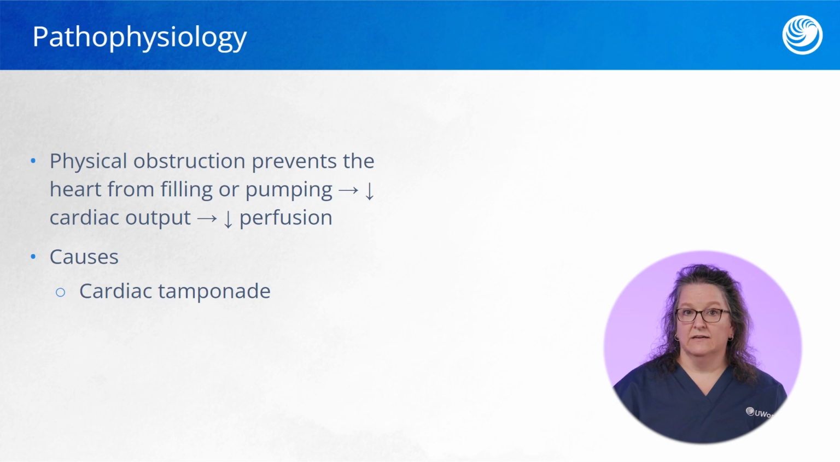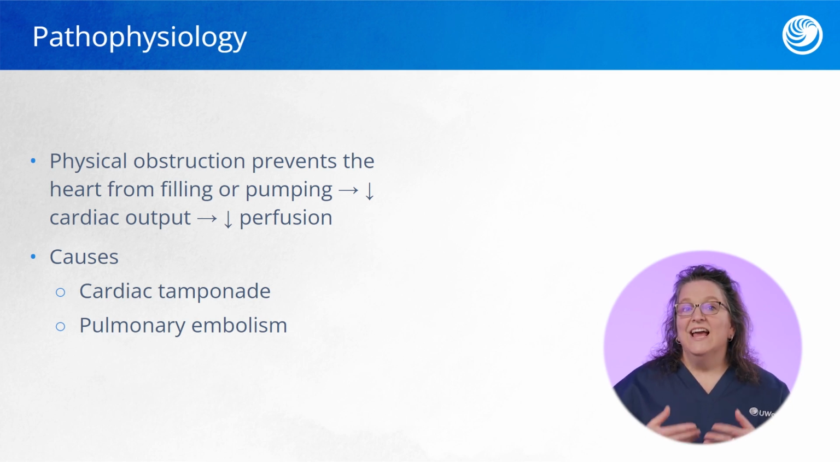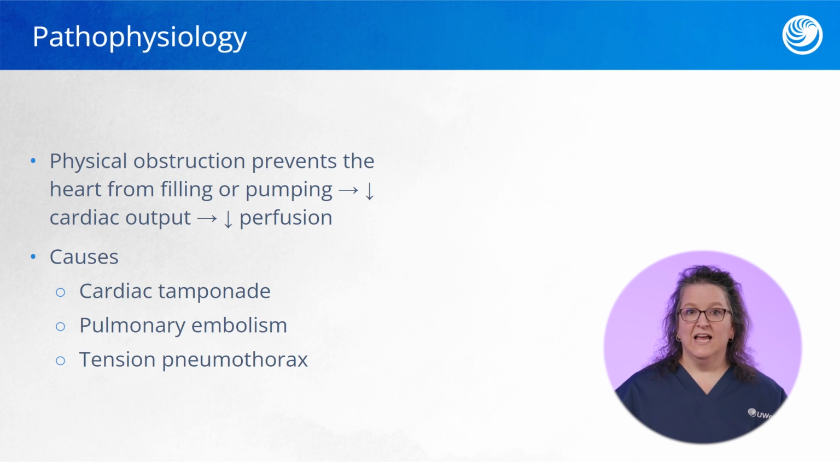Pulmonary embolism. This is a blockage in an artery in the lungs, so the blockage or obstruction is at that lung level. And then tension pneumothorax. That is that air in that pleural space that causes pressure on the heart, lungs, and great vessels.